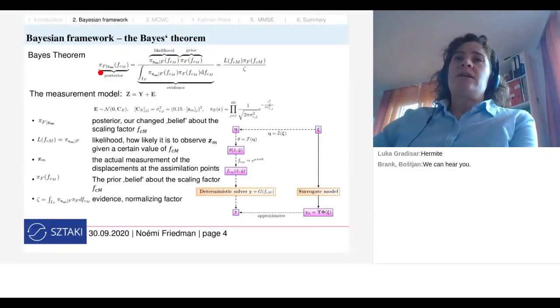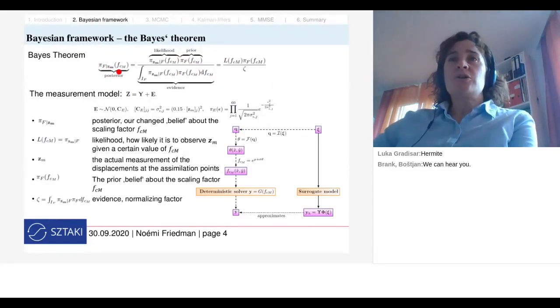So we would like to get this distribution function, and the way we can get it, we need the likelihood, which is the probability of the observation given a specific value of the parameters. Okay, this is the so-called likelihood that I will explain with a small figure later on. It means how likely is it to observe the Zm value given a certain value of the scaling factor.